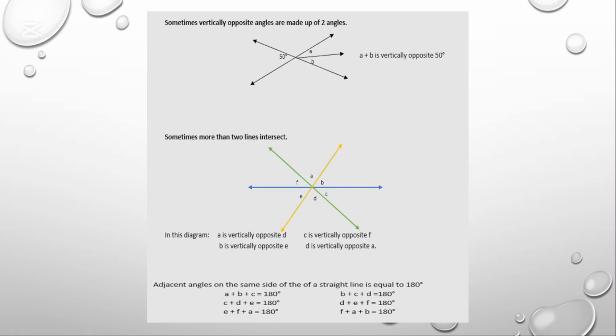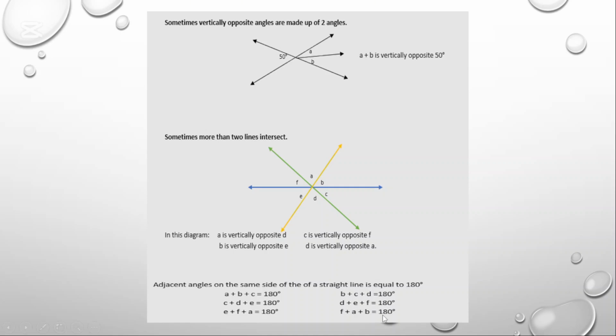But we still have our angles on the same side of the straight line that is equal to 180. So we start. Here we have the green line, and above the green line we have A plus B plus C. So these three angles add up to 180. Then we have C over here plus D plus E. They are below the blue line, but they all have the same vertex. They add up to 180.